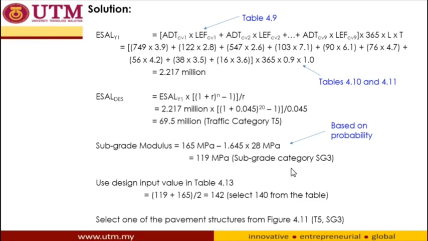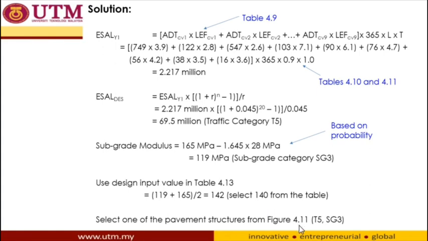So using this value, the subgrade category is selected at SG3. Okay, why SG3? Looking at table 4.13, after taking the average of the subgrade modulus compared to the mean, the average value is 142 megapascal. And then based on the table, the design input value of SG3 is the closest to 142. Therefore, SG3 is selected. Then, refer to figure 4.11 in your notes.